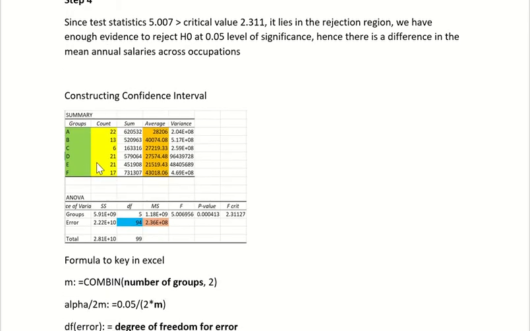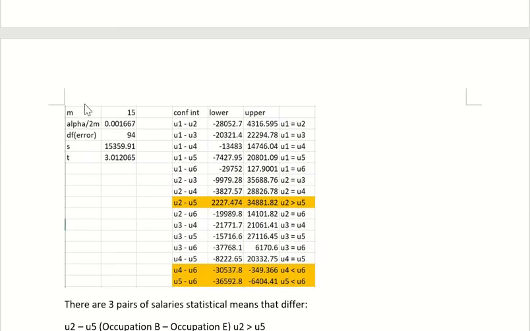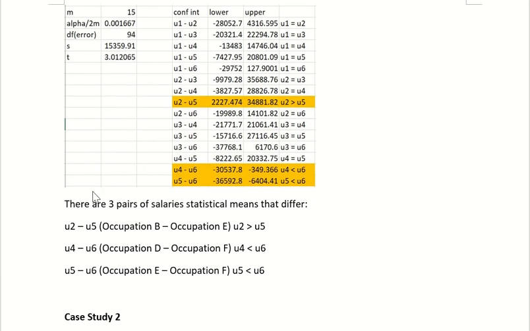And then to construct the confidence interval, this is the formula needed to be keyed in respectively in order to get this result. So there are three pairs of salary statistical means that differ. These are the three that differ from the rest.